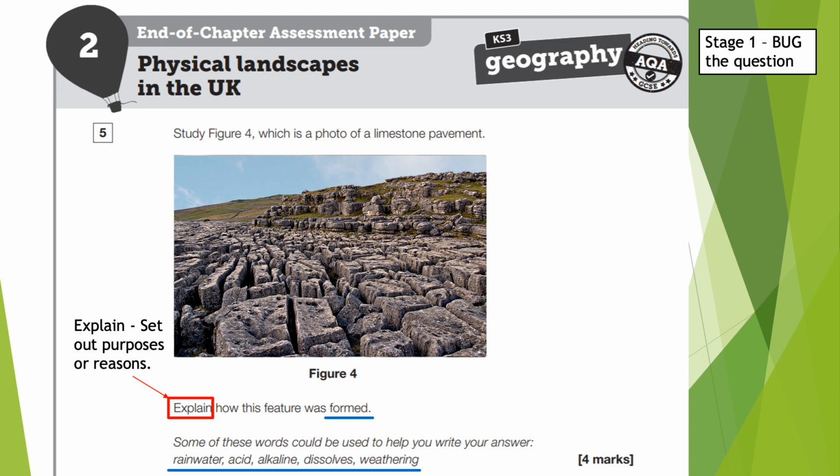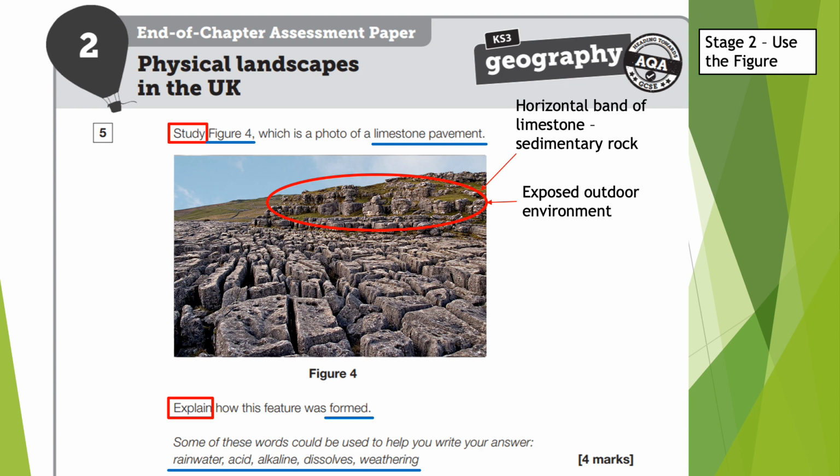I've also underlined 2 parts in this question. Firstly, I've underlined the word formed, so we're going to need to talk about the processes of how this landform has been created. And the other part that I've underlined are those keywords that you could use in your answer, and we'll come back to those shortly.